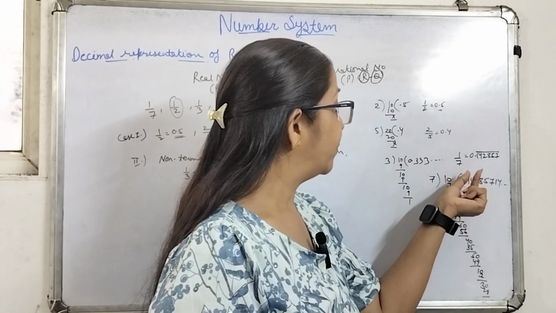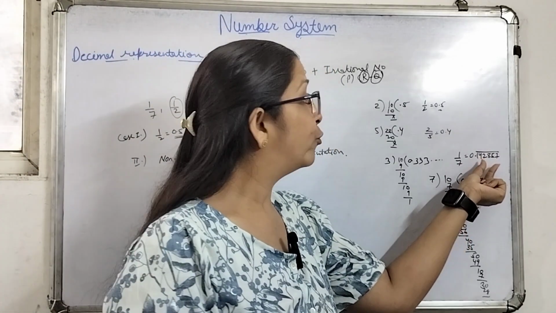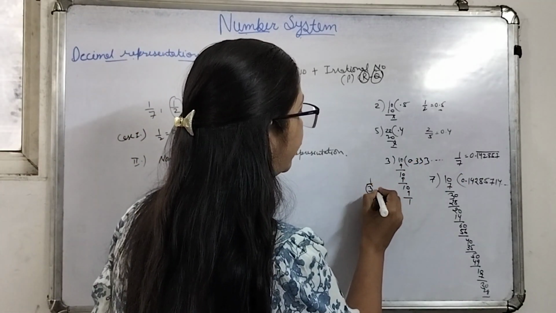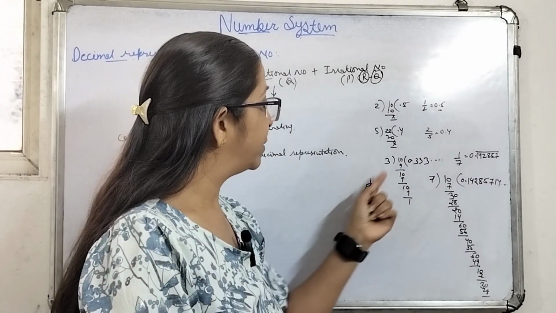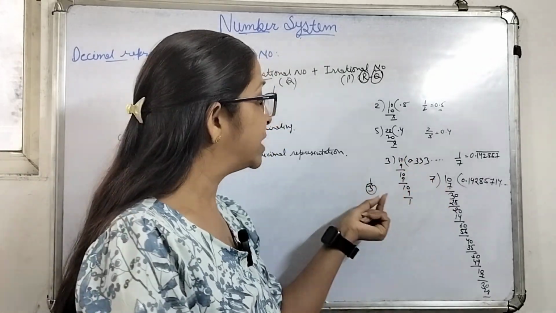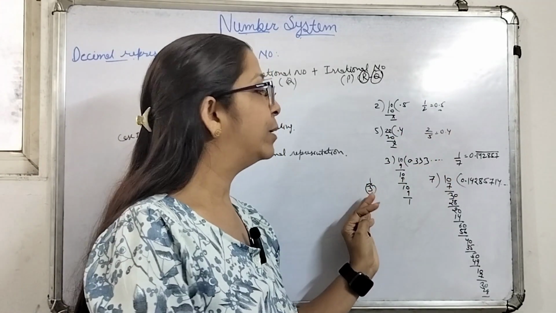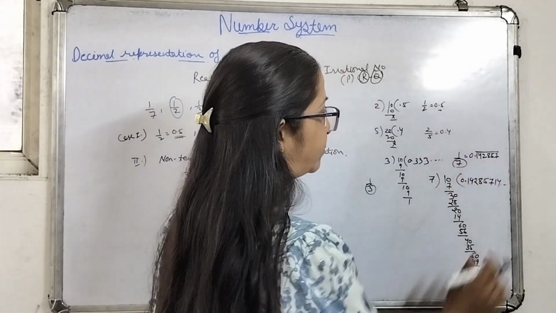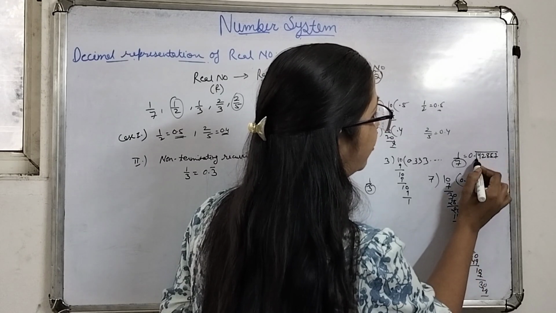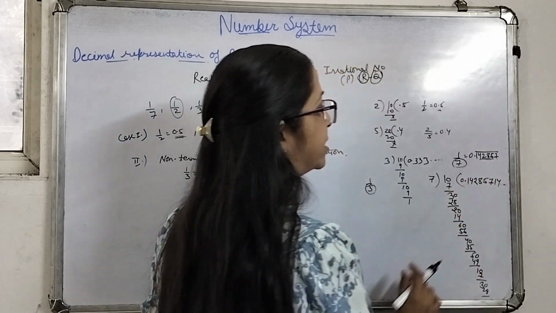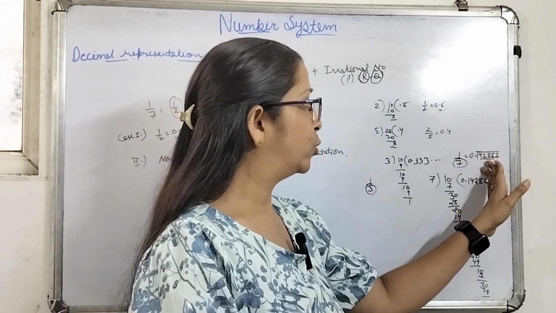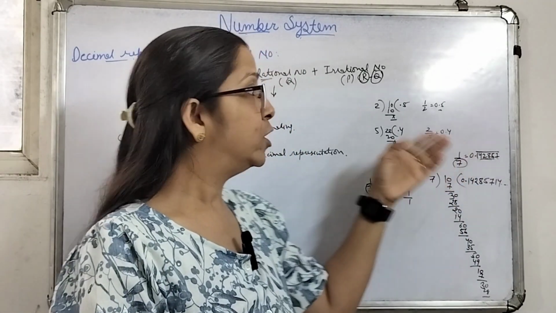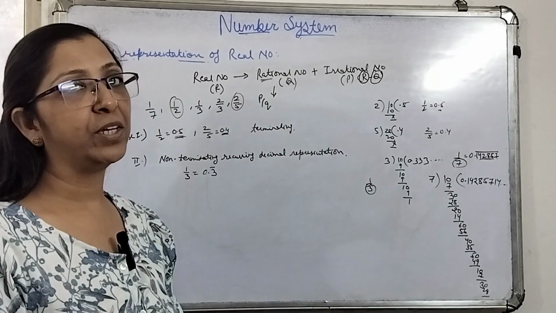Over here we can see the number of digits which are repeating will be less than the divisor. In the case of 1 upon 3, your divisor was 3, and only one number was repeating. In the case of 1 upon 7, 7 is the divisor, and the number of digits which are repeating is 1, 2, 3, 4, 5, 6. 6 digits are repeating. That simply means we can conclude that the number of digits which are repeating will be less than the divisor. So this is the decimal representation for a rational number.